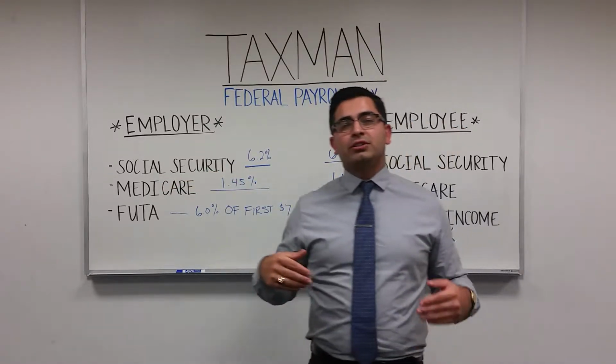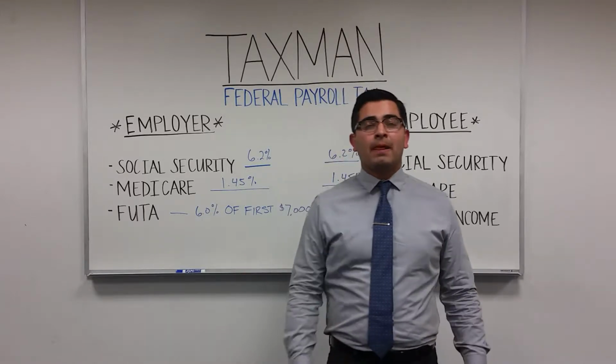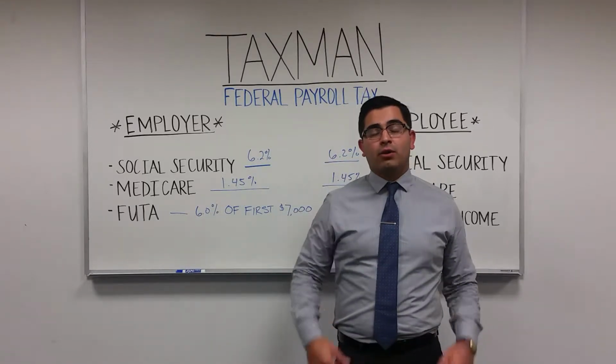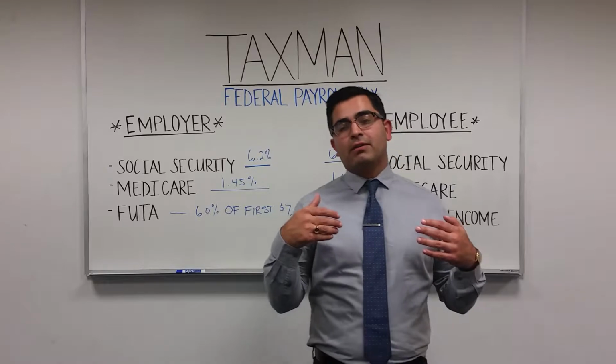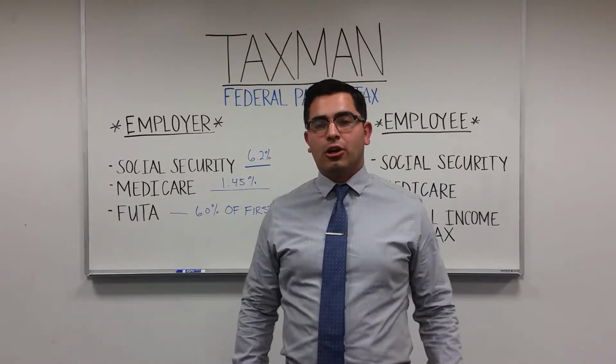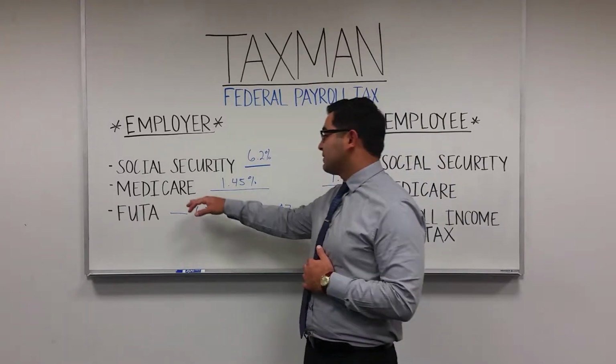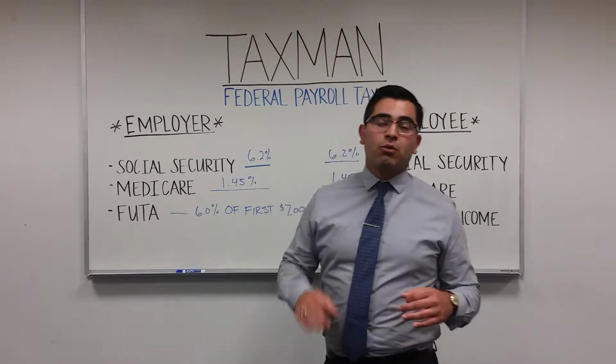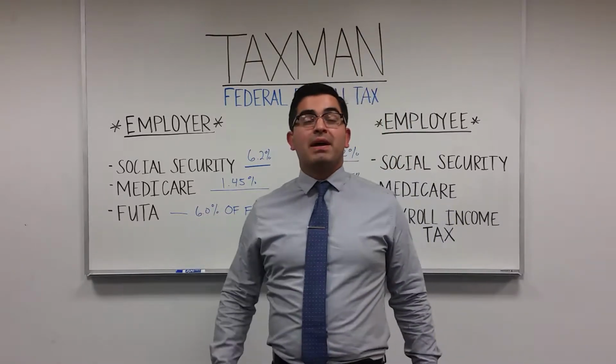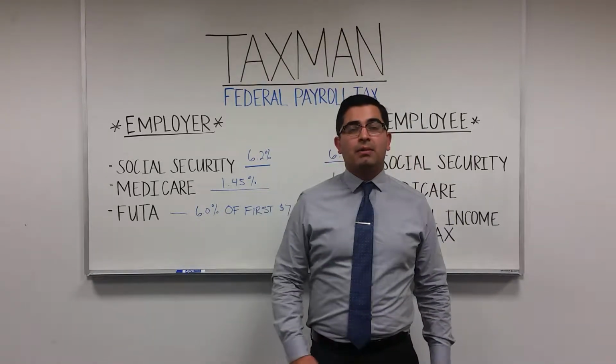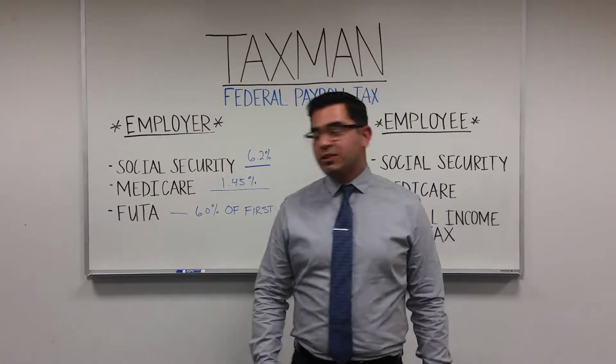So as an employer, you're subject to 6.2% of payroll tax for the amount of money that your employee earns. Next is Medicare tax. So as an employer, you have to pay 1.45% of Medicare tax for your employee's wage.